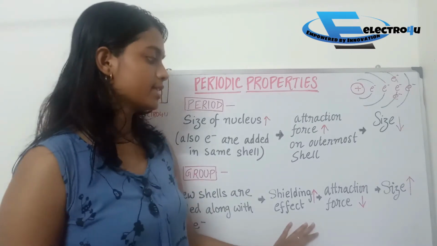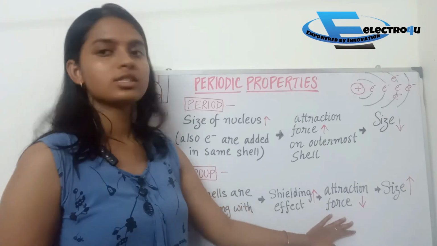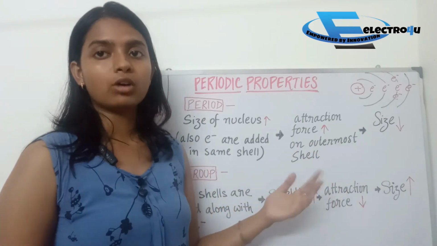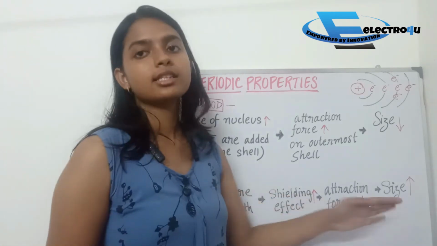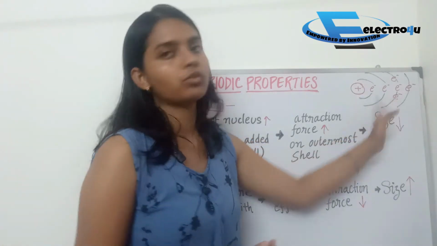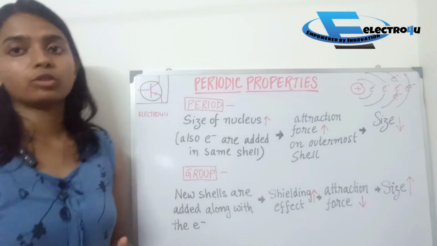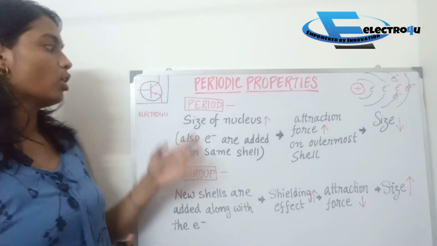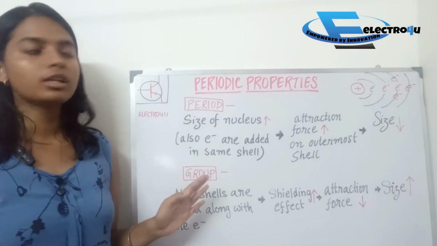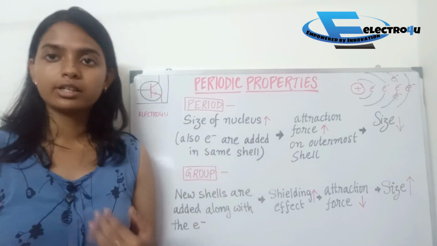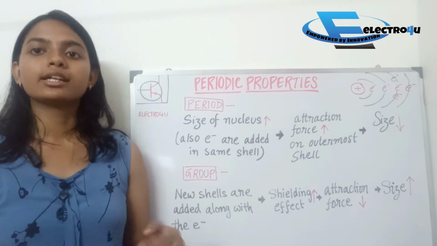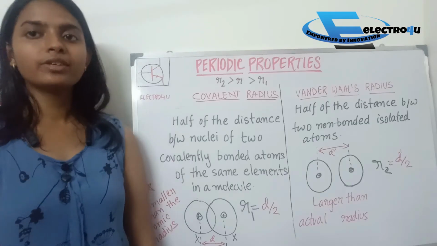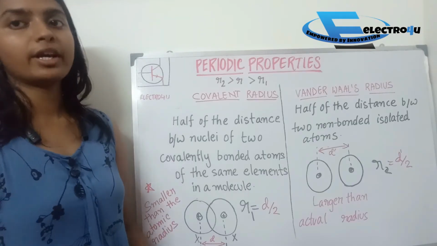So, due to increase in shielding effect, the attraction force of the nucleus on that outermost electron gets decreased, and that's why the size gets increased, because it will move away from the nucleus. So the size will automatically get increased. So along the period in a periodic table, the size of the atoms gets decreased, and along the group in a periodic table, the size of the atom gets increased. So now we will see what is covalent radius and Van der Waals radius.